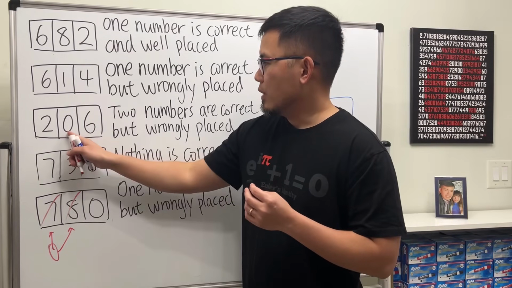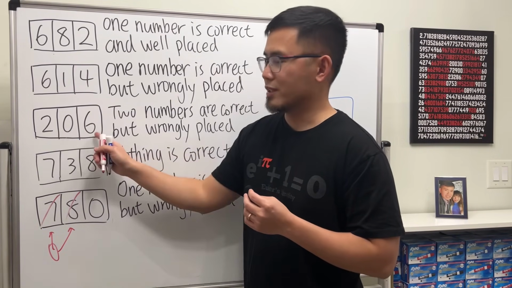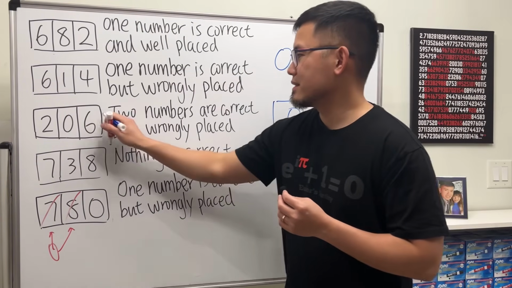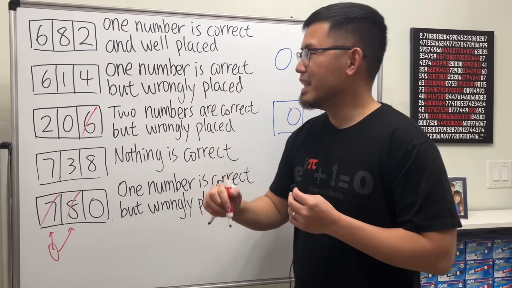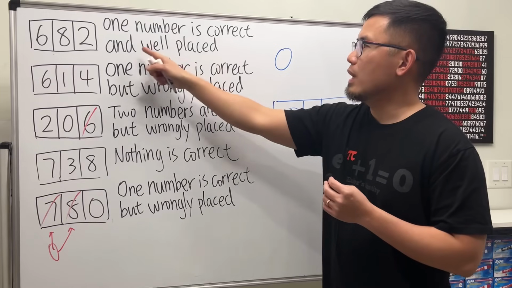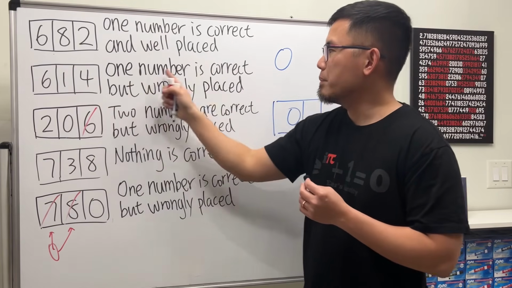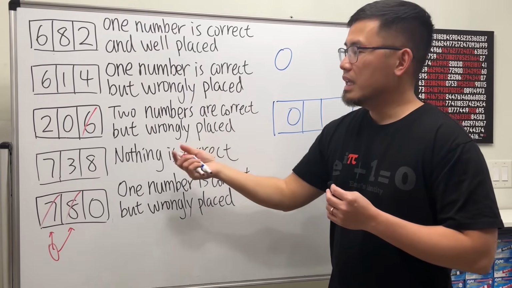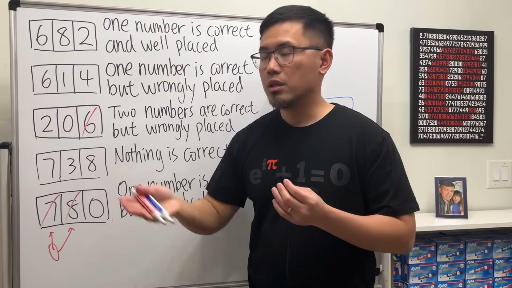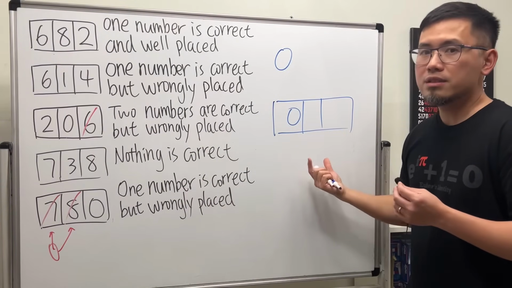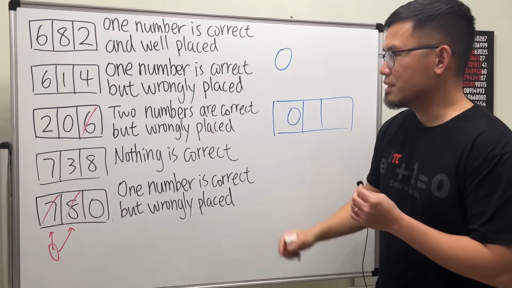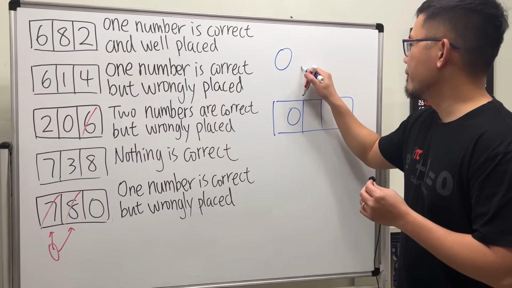So I know we have 0, so is it 2 or 6? Which number is correct? In fact, we cannot have 6. Why? Because if you go back to number 1, number 2, right here it says one number is correct and well placed. And then right here it says one number is correct but wrongly placed. If we have 6, well, they have 6 here and here. That's a contradiction. 6 cannot be one of the numbers for the final answer. It cannot be at the right place and also at the wrong place, right? So cannot have 6. That means we must have 2.